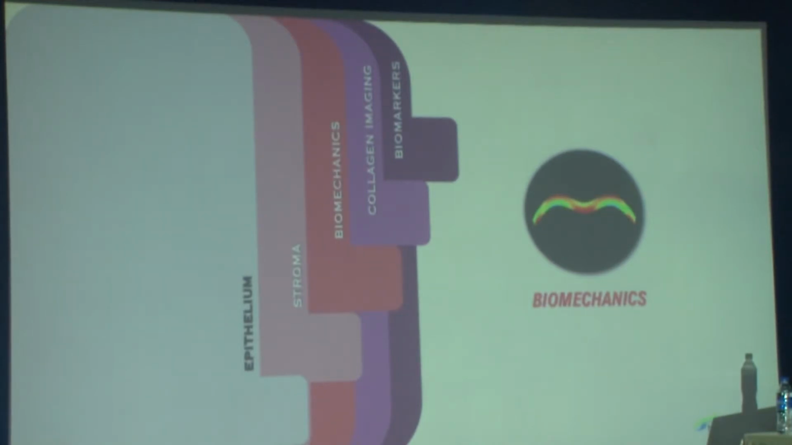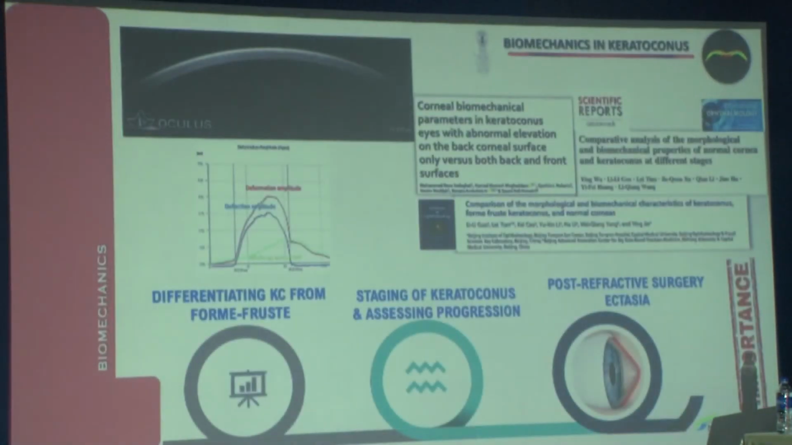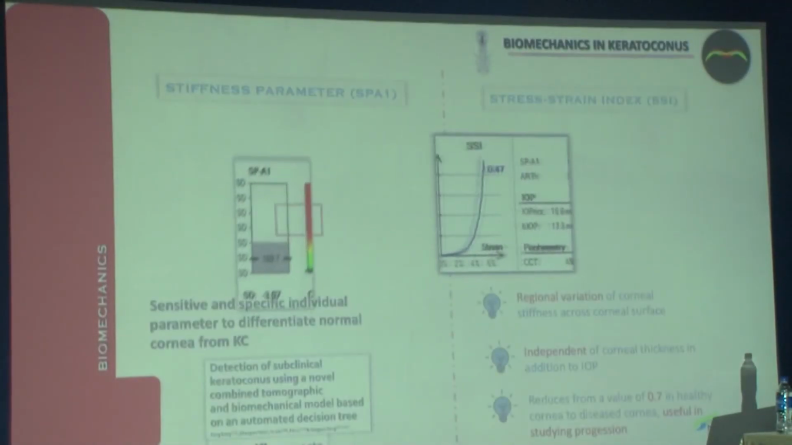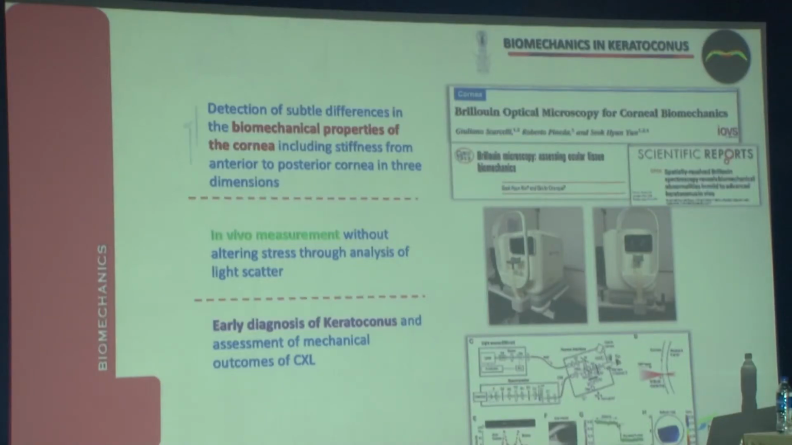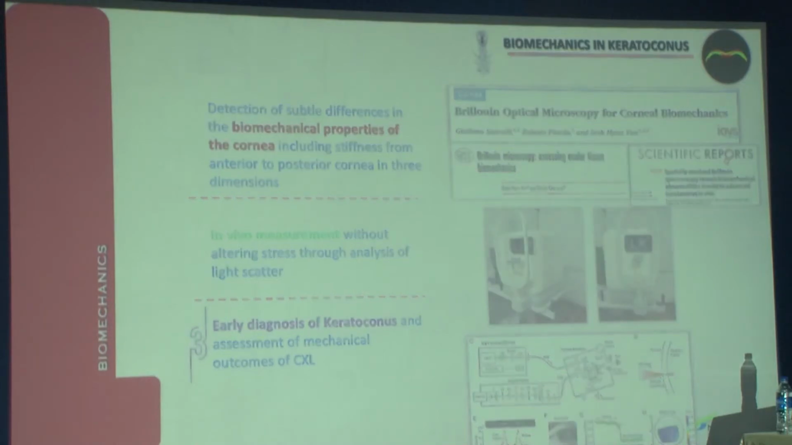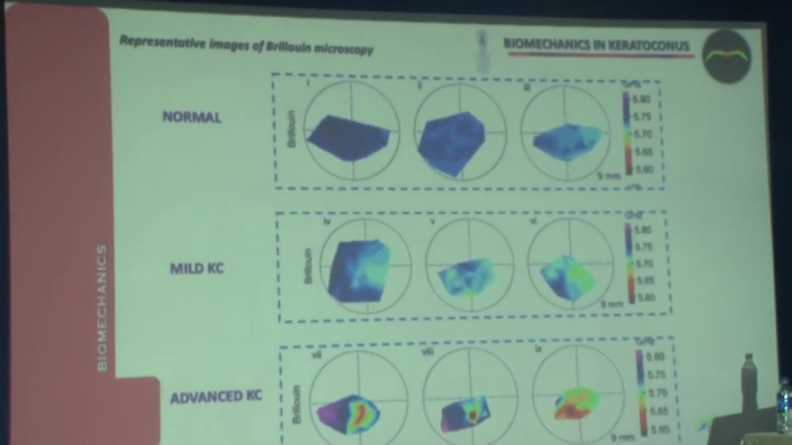I will not dwell on biomechanics because ma'am has already covered it in detail, but of course it helps in differentiating keratoconus from first stage keratoconus cases. It helps us to stage keratoconus and assess progression, and it helps us in identifying post-refractive surgery ectasias as well. CBI and TBI, you do have the stress strain index as well. And this is where biomechanics comes into the picture. So this is one of the newer modalities which we can look into.